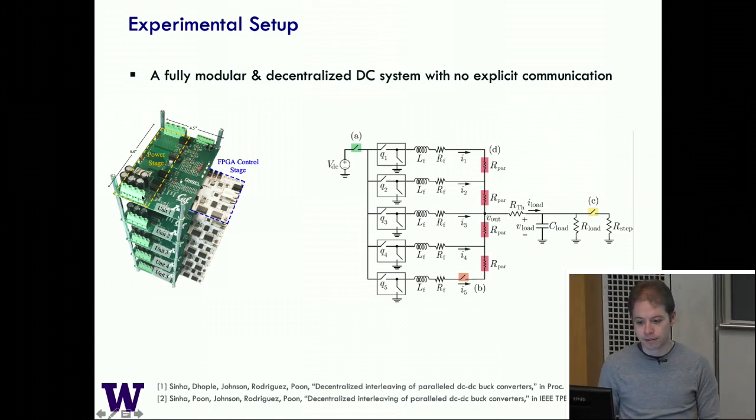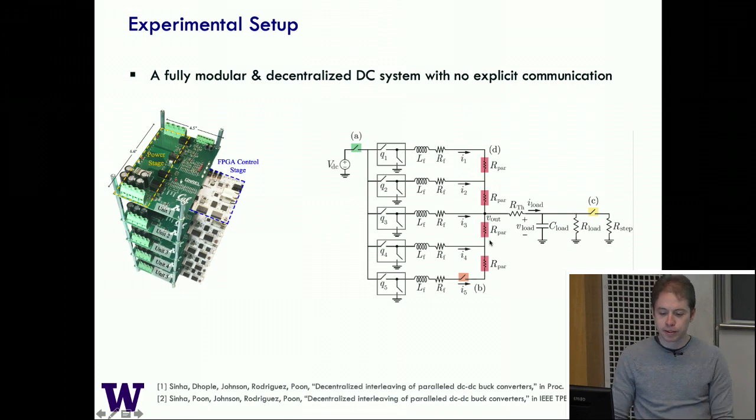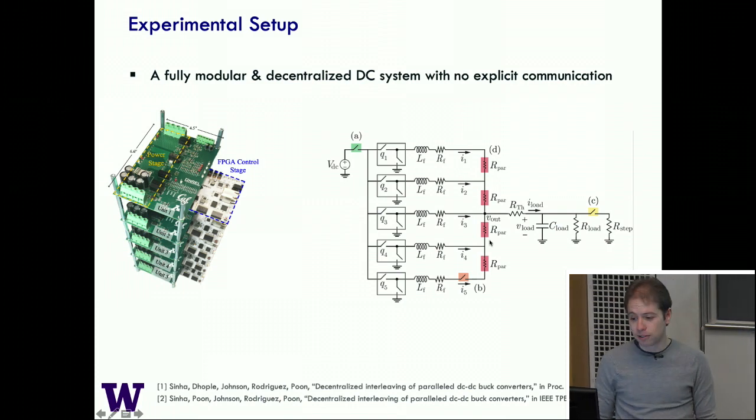Okay, so here is the experiments. So here is 5 buck converters. They each have their own FPGA. And here is the experiment we built up. Here's just a quick backstory too.